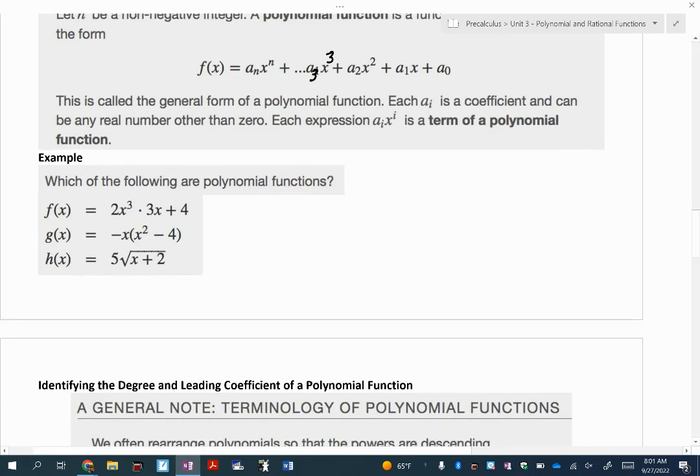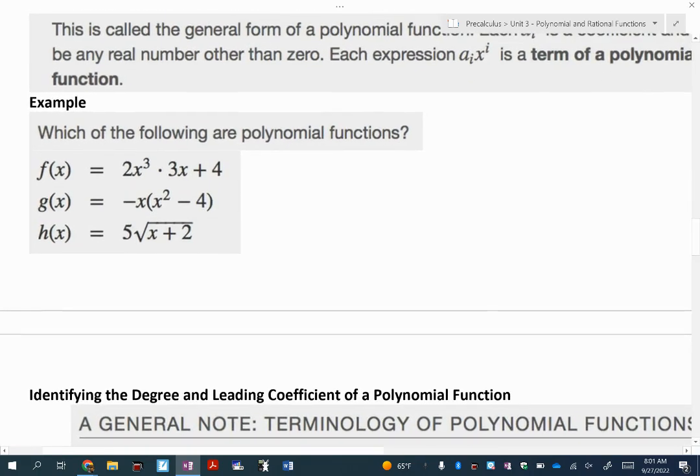Okay, so which of the following are polynomial functions? I'm going to multiply 2x cubed times 3x and get 6x to the 4th power plus 4, which is a polynomial function. You'll notice that we have x to the 4th power, then we don't have x cubed, x squared, or x to the 1st power, and we finish with a constant.